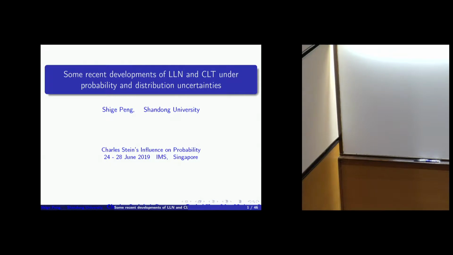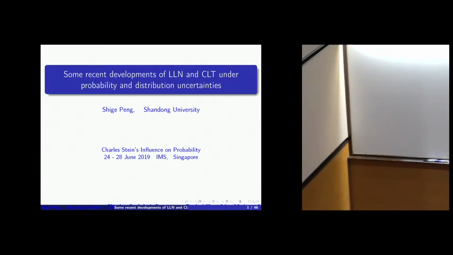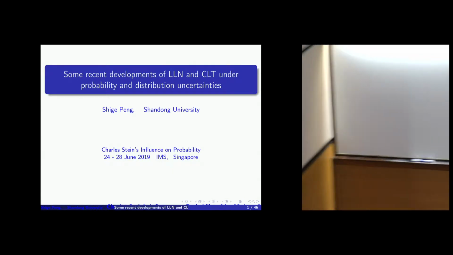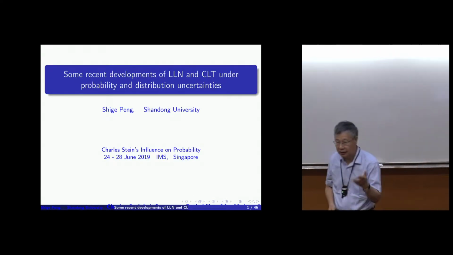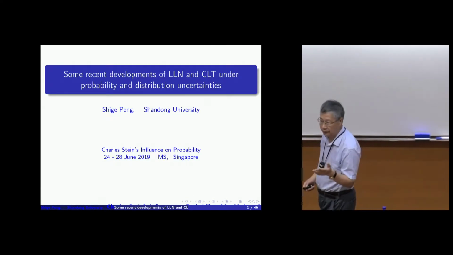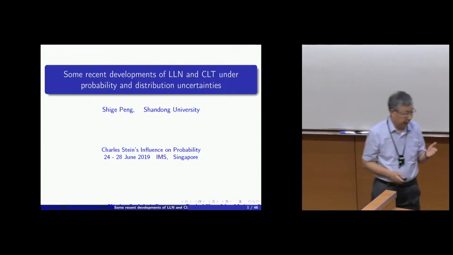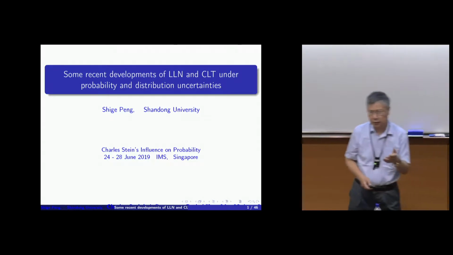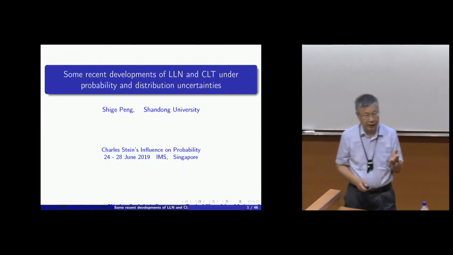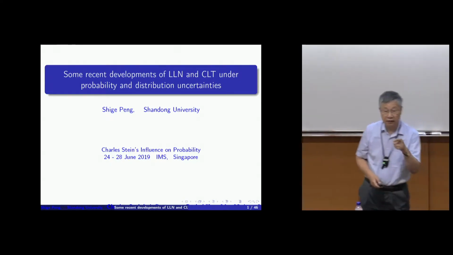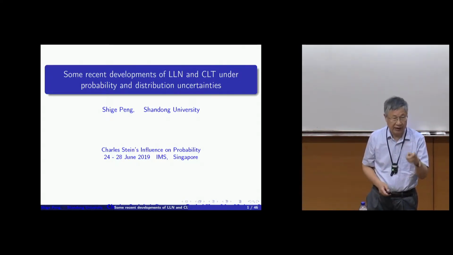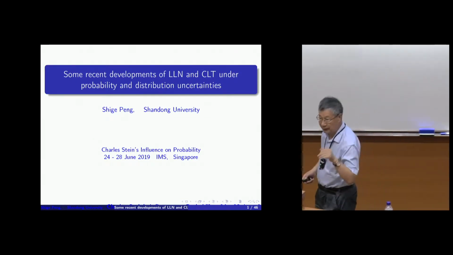This talk is concerned with the Stein method, in the following sense. What we treat is the case where probability itself, or the distribution itself, is uncertain, which was first proposed by the economist Frank Knight. He is not the father of the Frank Knight we know, who is a probabilist. He is an economist.